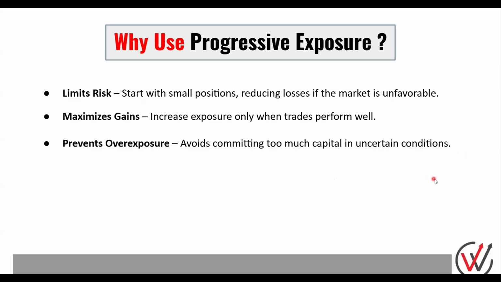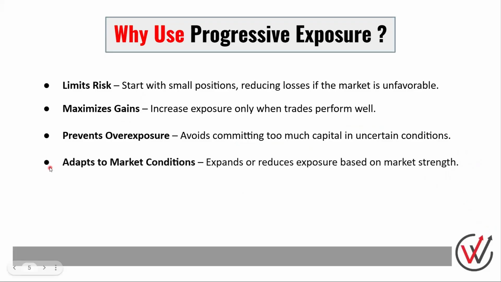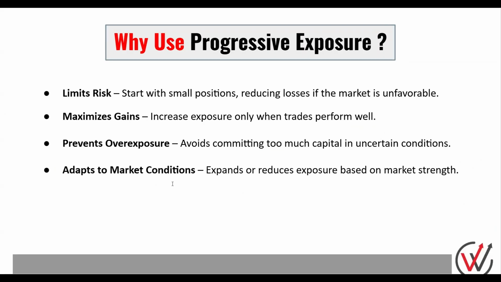So, this is how progressive exposure helps you. It first limits your risk. Second, it maximizes the gains because you add to a winning trade when it performs well. Then it prevents overexposure. You're not committing too much capital right away. That is again one major thing that progressive exposure helps us in. Then comes adapting to market conditions. Because all you are dependent on is feedback, right? All you want is feedback, and that too positive feedback. So if you're building positions when you have positive feedback, you will never overexpose yourself.